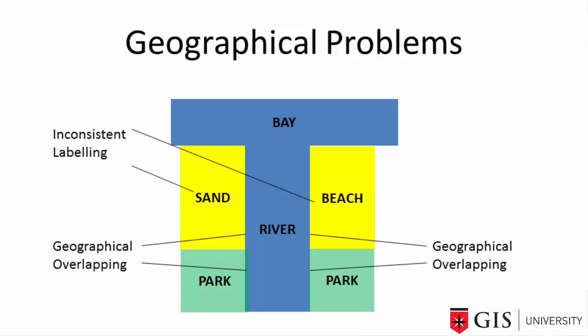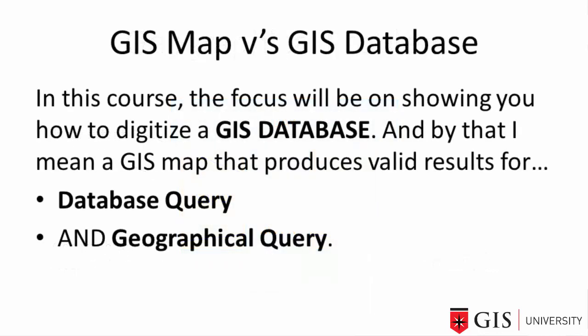Because the park overlaps the river, there would appear to be many more acres of park than there actually was. Now there are many other types of geographical error too. This example is just the tip of the iceberg. So in this course, the focus will be on showing you how to digitize a GIS database. And by that, I mean a GIS map that produces valid database query results and valid geographical query results.